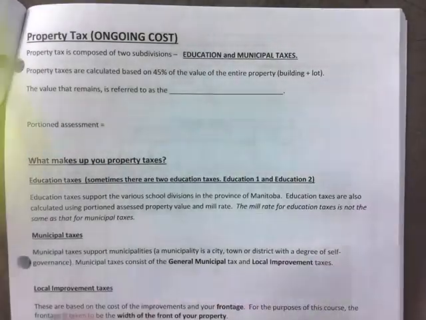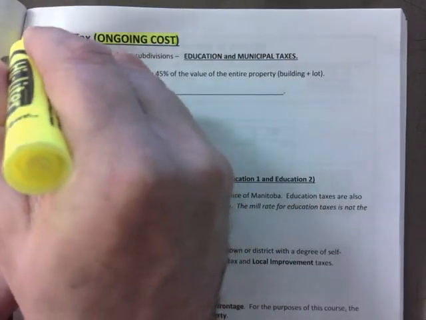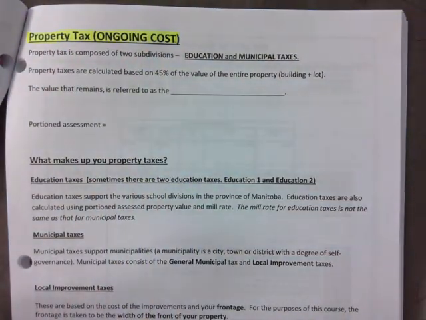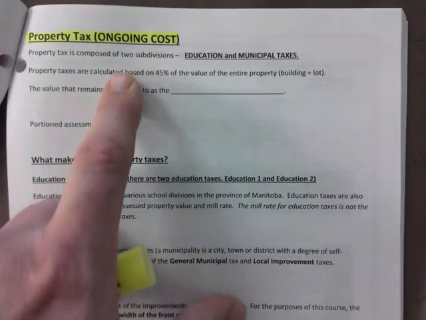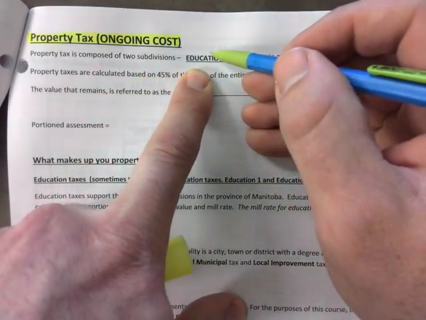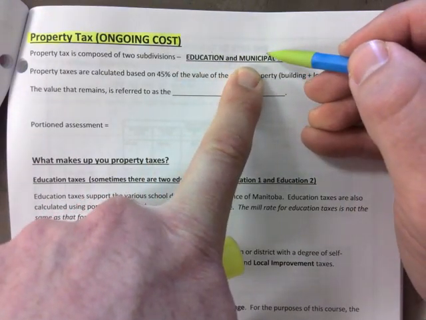Property taxes. So I would definitely highlight the fact that it's an ongoing cost, right? It's not a one-time, unfortunately. Okay, property tax. What is it made up of? Two major subdivisions. There's education tax and there's the municipal tax.